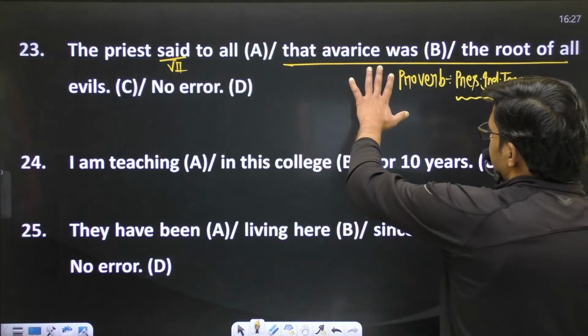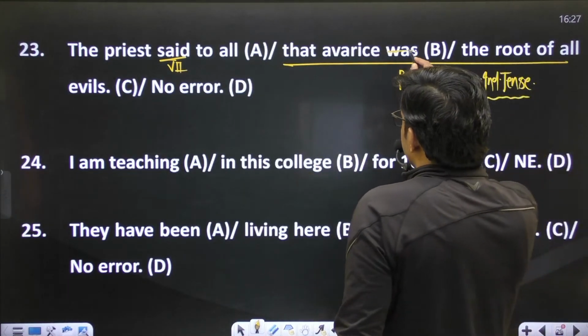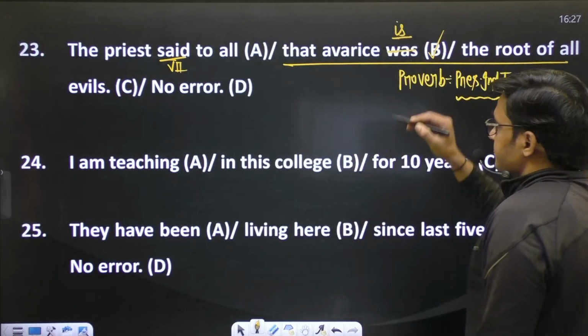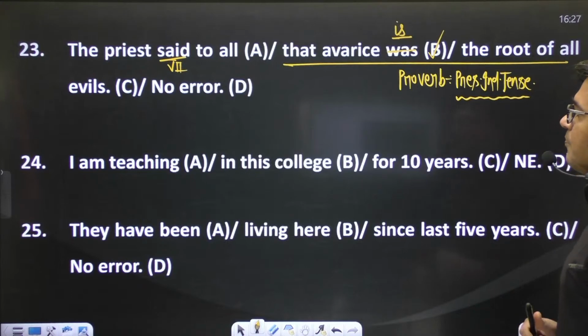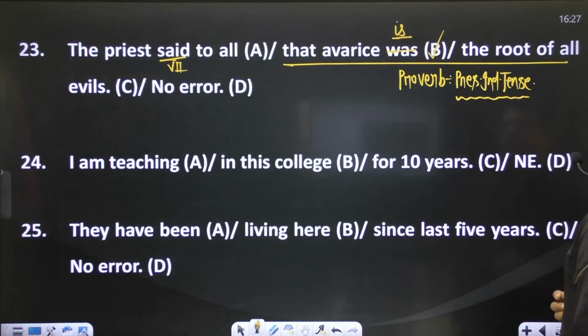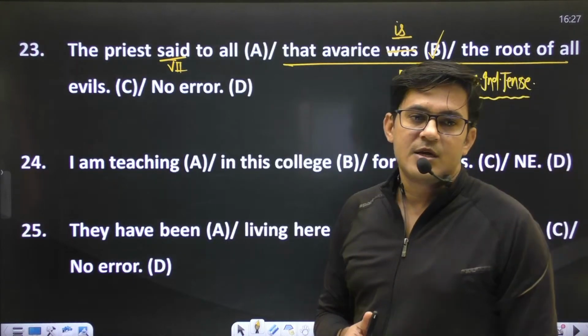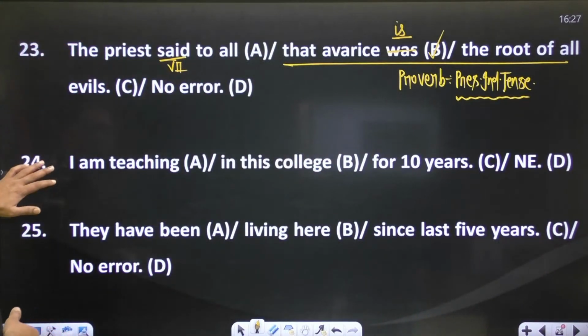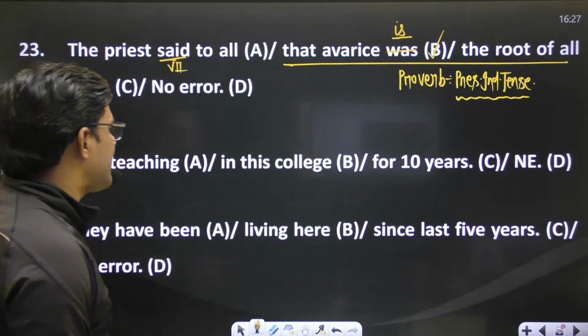So to make this present indefinite, replace was with is, and the sentence will be: the priest said to all that avarice is the root of all evils. Now the sentence will be okay. Let us move to the next sentence. I am teaching in this college for 10 years.